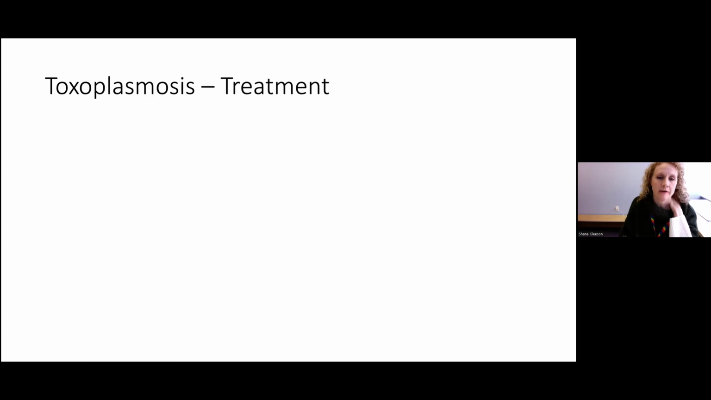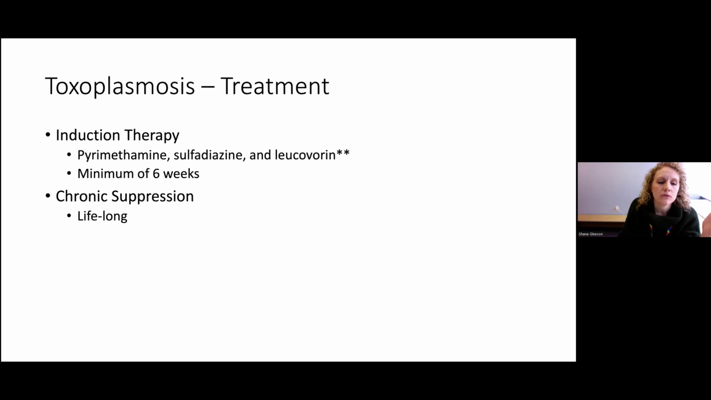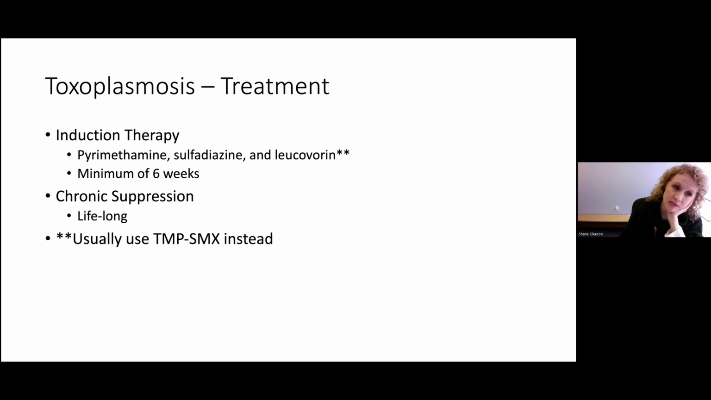necessary too. And then treatment, we do induction therapy for at least 6 weeks, which if you look it up, will tell you this regimen that I have these asterisks with: pyrimethamine plus sulfadiazine plus leucovorin. And then you go to chronic suppression, which is supposed to be lifelong if you're immunosuppressed and have had toxo, with lifelong antibiotic suppression. The reason I put these asterisks here is because we usually use Bactrim instead. We don't actually use this regimen, even though everything you look up will say this is the first line therapy.